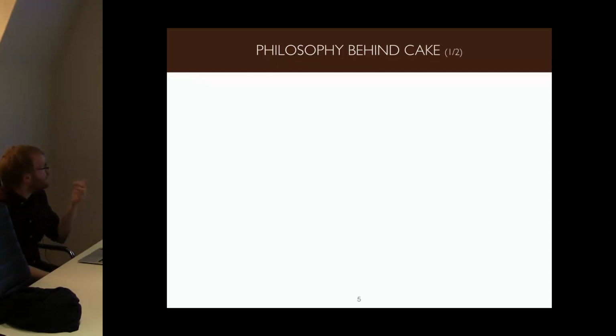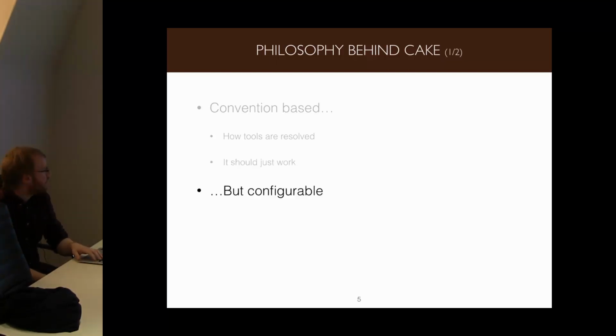So this is the philosophy behind Cake. It's convention based. For example, how we resolve tools, like the tools I told you about before, like NuGet and MSBuild and XBuild. How Cake finds those tools is convention based. So if you want to add your own tools, there are rules to follow to make sure that Cake finds them, and it should just work. Do you have NuGet in your source code repository? You shouldn't, but if you have, it will find it. Do you have it on your path? It will find it. So it should just work the first time you try it.